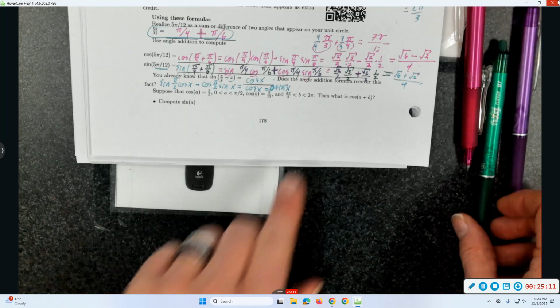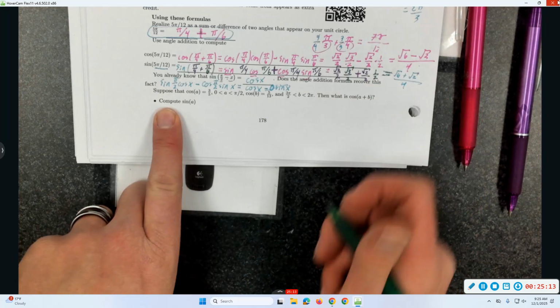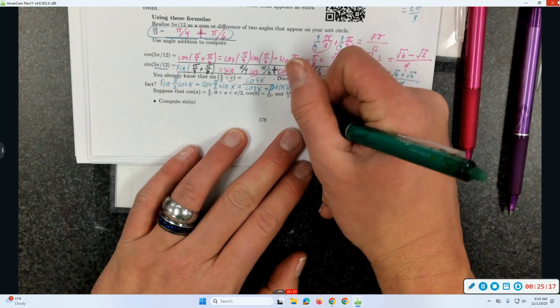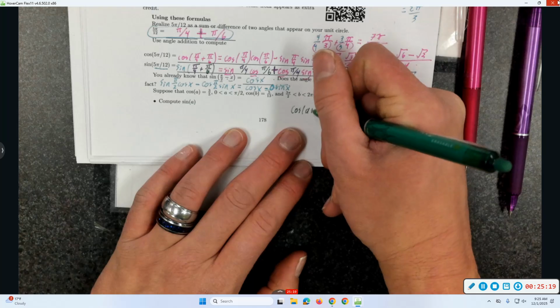A is in between 0 and pi over 2. B is in between 3 pi over 2 and 2 pi. What's the cosine of A plus B? I know the first step it says is to compute sine of A, but let's see why we want to do that.